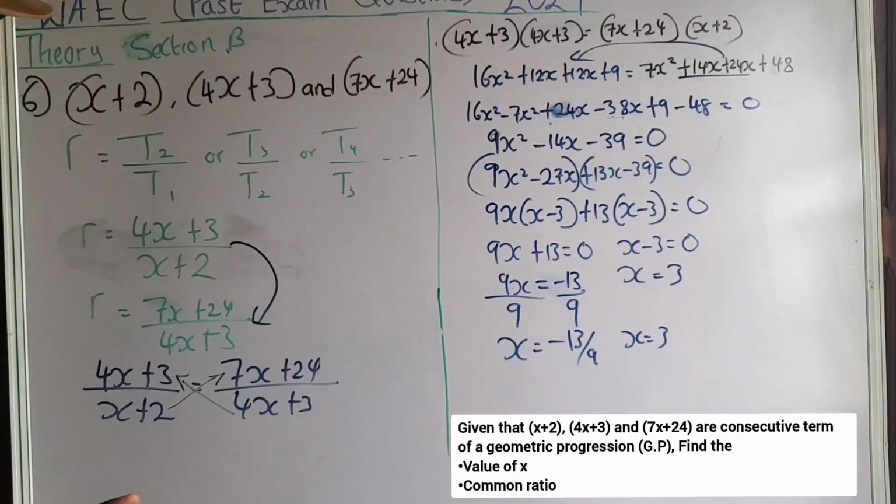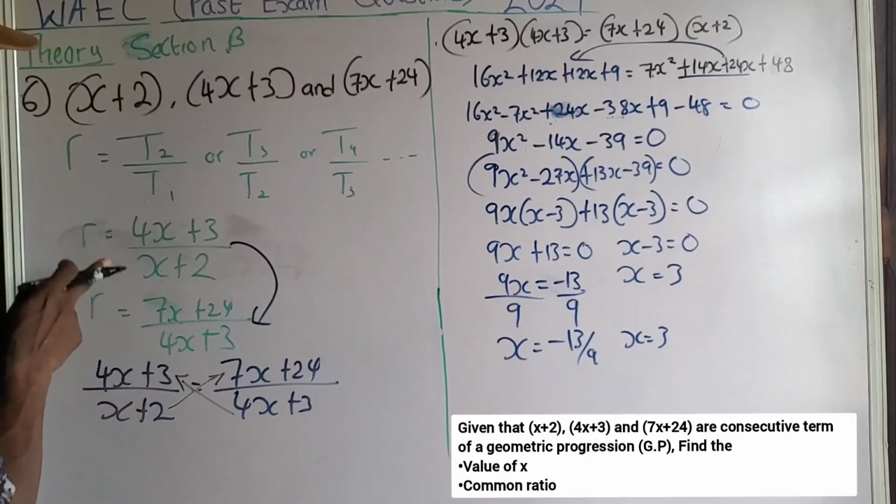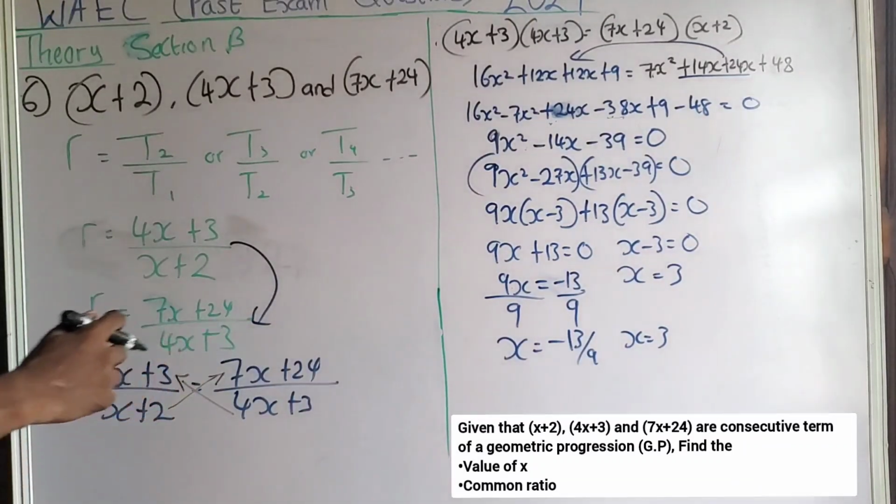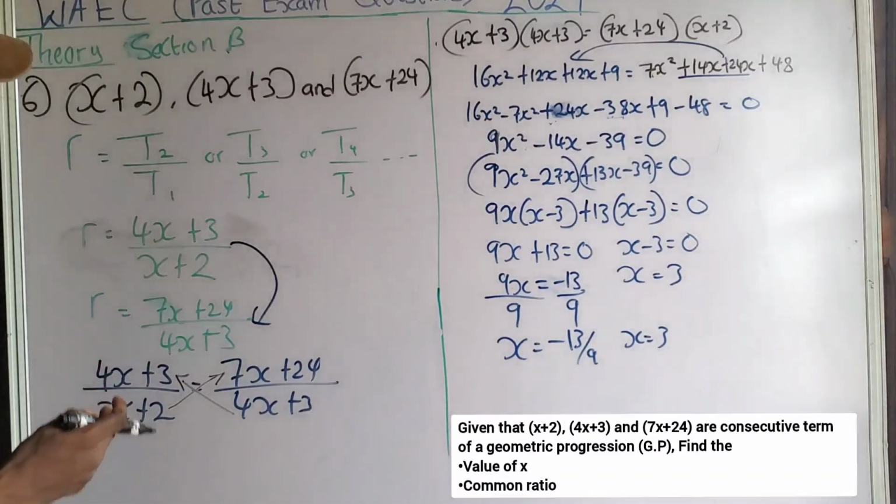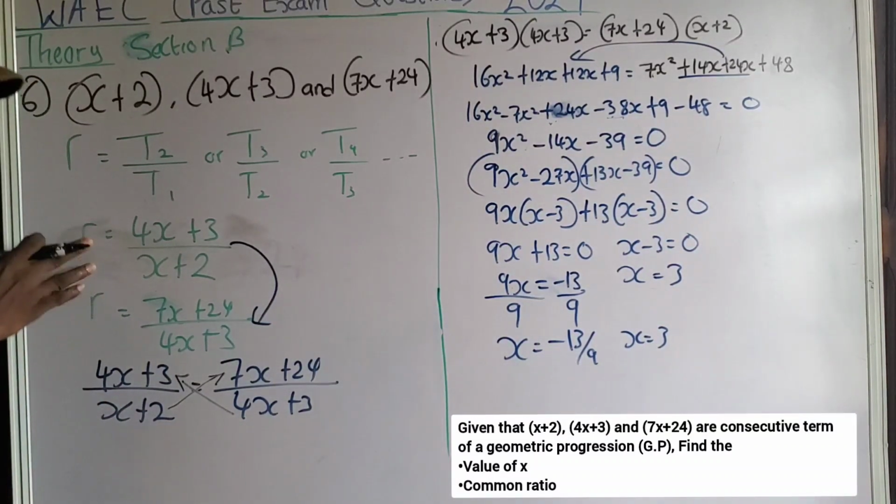Now, we are asked to find the common ratio. Don't forget that the common ratio is this over this or this over this. You can use any value. Are you getting what I'm trying to say? You can use any expression of this among these.